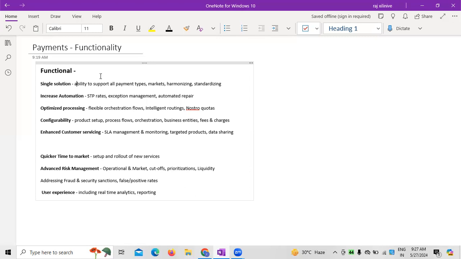The third functionality is about optimizing the processing part, because when we are going to create any kind of payment process flow, a flexible orchestration flow is required, so that there won't be any complexity when they are running payment flows. Hence, it's always important to create a flexible orchestration flow. At the same time, intelligent routing, Nostro quotas and everything else also come under the optimized processing part. So process optimization is one of the core and important elements, apart from the other functionalities, which as a BA we have to perform whenever we are working on payments.